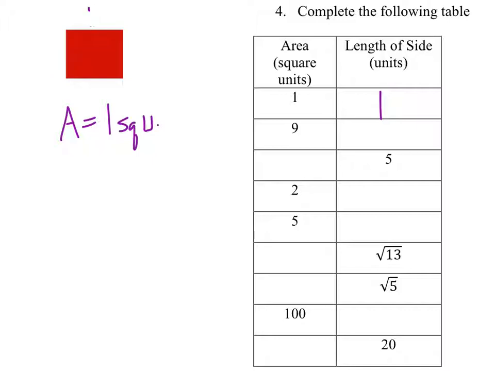So if I go down here, I'm going to use the same square, but now they've changed the area to 9 square units. So in other words, something multiplied by itself is 9. 3. Yep, that would be 3. 3 times 3 is 9. So we know that that side length is 3.